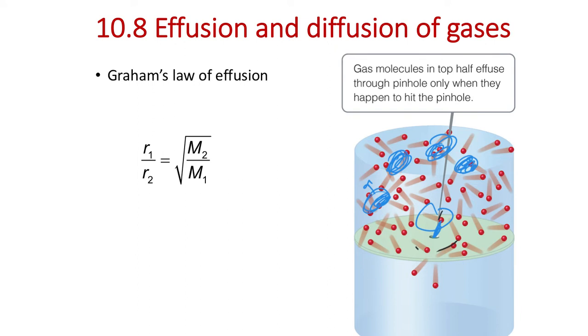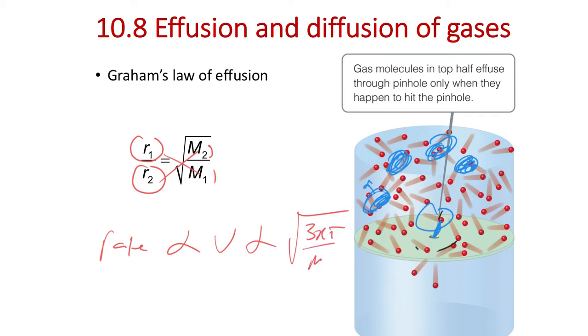And the rate at which the particles travel is just related to their molar masses. Graham's law of effusion says that the rate of escape of particle 1 compared to the rate of escape of particle 2 is related to the inverse of their molar masses. That comes from the fact that the rate of escape of a gas is proportional to its velocity, and the velocity is proportional to the square root of 3RT divided by molar mass, so it's proportional to the inverse of the square root of the molar mass. So the rate of escape of particle 1 versus particle 2 is related to the inverse of the square root of their molar masses.